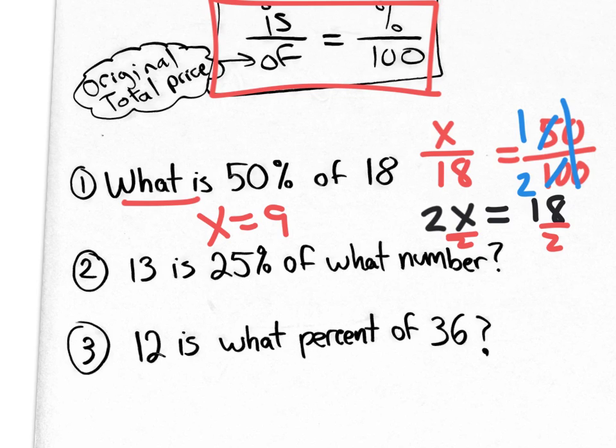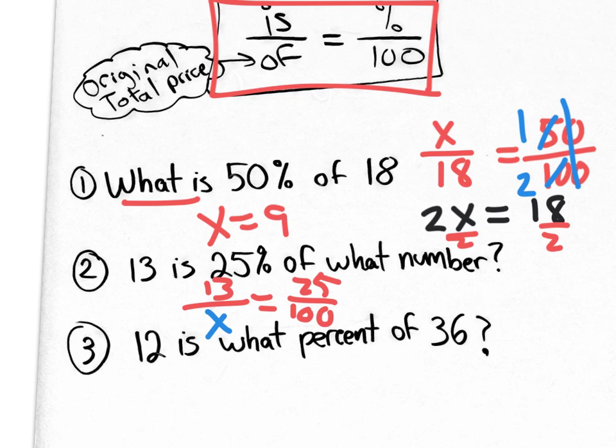So the best way to do this is to set up with the notes that we just copied down. Is over of equals percent over 100. So when I say 13 is, that's going to be a 13 on top over the of. What's the of number? A variable. You don't know it. Let's put an x right there. Now we're going to put equals, and what's the fraction on the right side? 25 over 100.